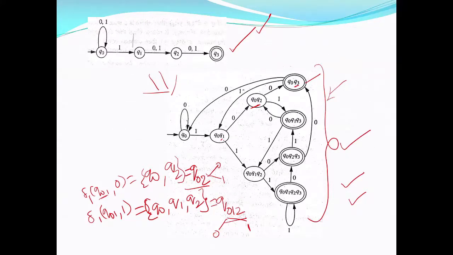These two will become equal only when any string accepted here is accepted here, any string rejected here is rejected here, and similarly any string accepted in the NFA is accepted here and rejected here is rejected here. Then only we say these two are equal.